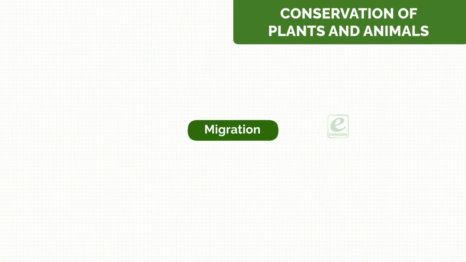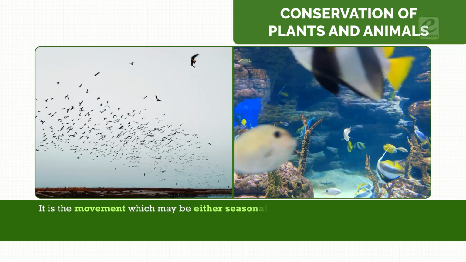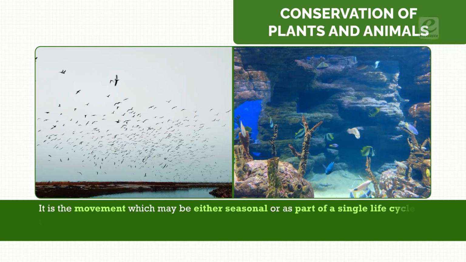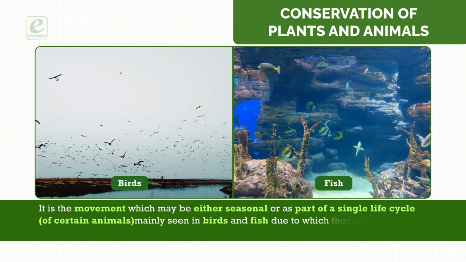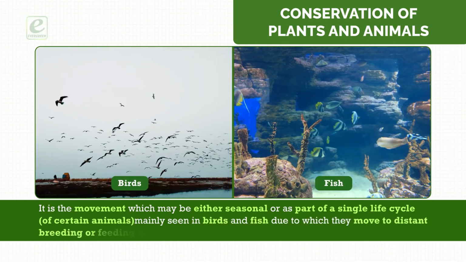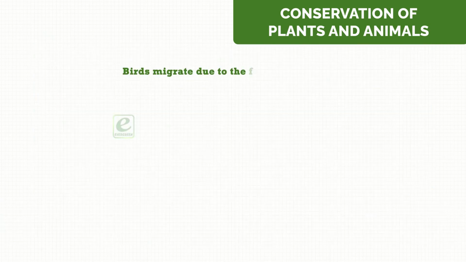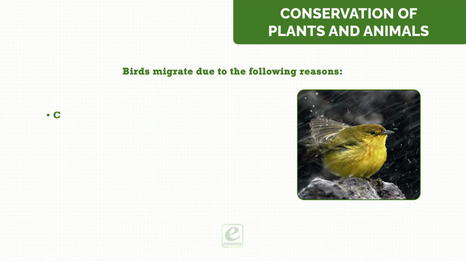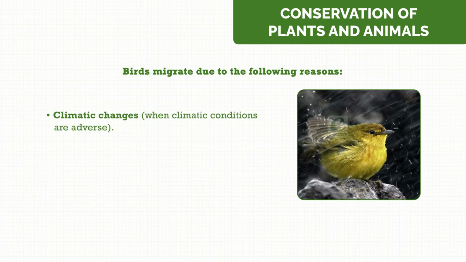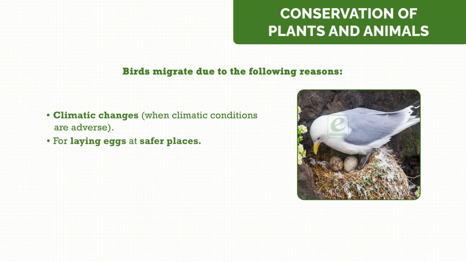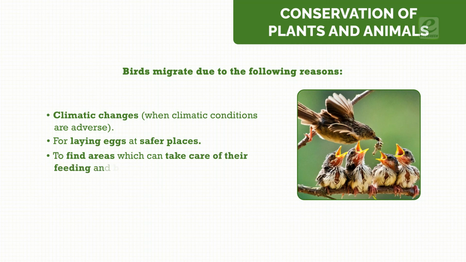Migration. It is the movement, which may be either seasonal or part of a single life cycle of certain animals, mainly seen in birds and fish, due to which they move to distant breeding or feeding grounds. Birds migrate due to the following reasons: climatic changes when climatic conditions are adverse, for laying eggs at safer places, and to find areas which can take care of their feeding and breeding.